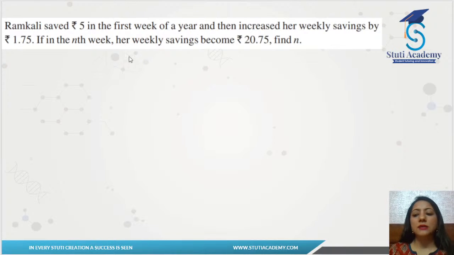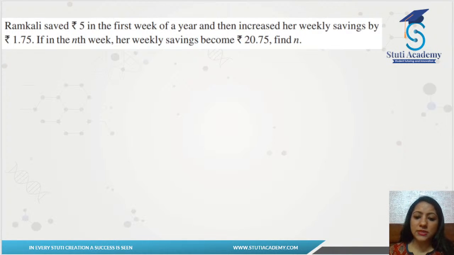Now coming to the last question of this particular exercise. So this is also similar to what we did in the previous question. This is a word problem where we have Ramkali. She saved 5 rupees in the first week of a year and then increased her weekly savings by rupees 1.75. If in the nth week, her weekly savings become rupees 20.75, we have to solve for n here.